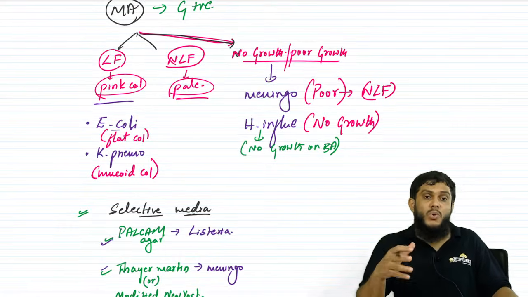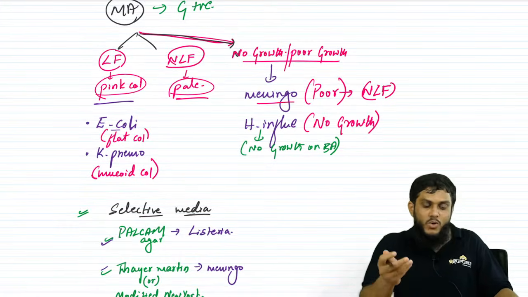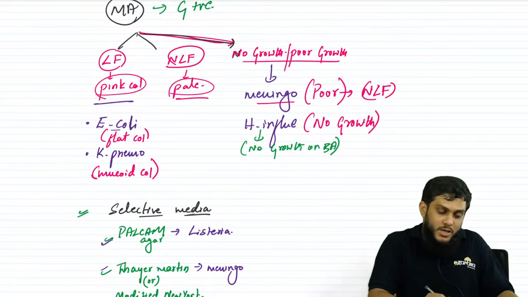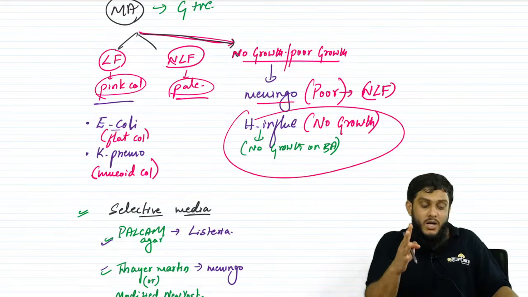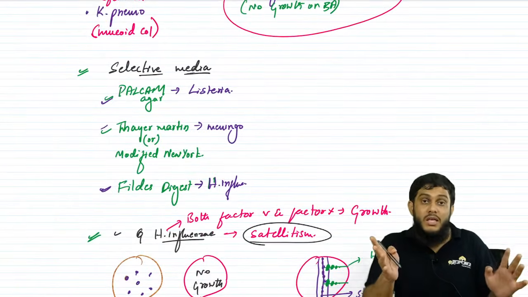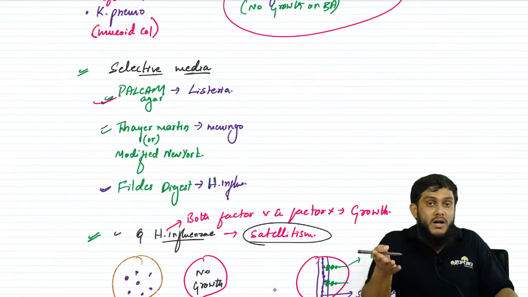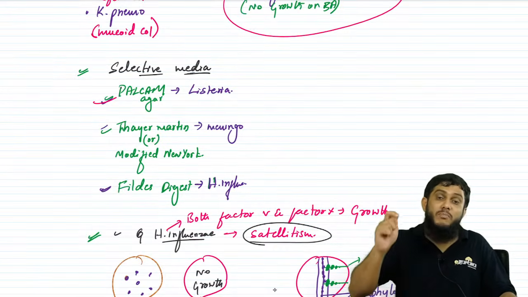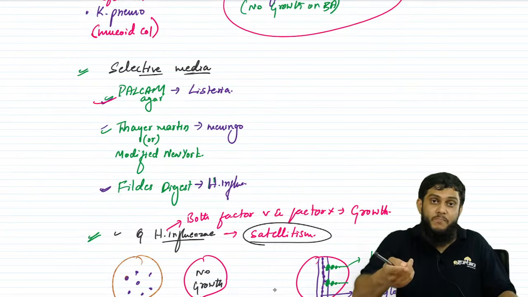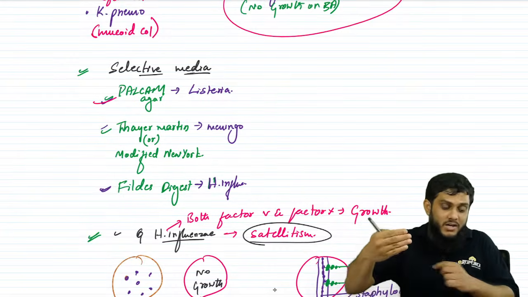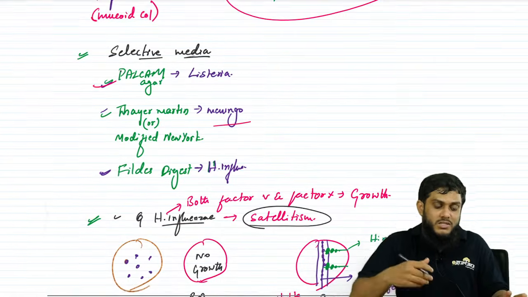If it is not growing or poorly growing, then you can think of meningococcus and Haemophilus influenzae. Haemophilus influenzae will not grow on blood agar and MacConkey agar, both. Now in the question, if they mention Pal​cam agar, then 100% your answer is Listeria. If they mention Thayer-Martin medium or modified New York medium and the organism grows on it, then 100% your answer is meningococci.